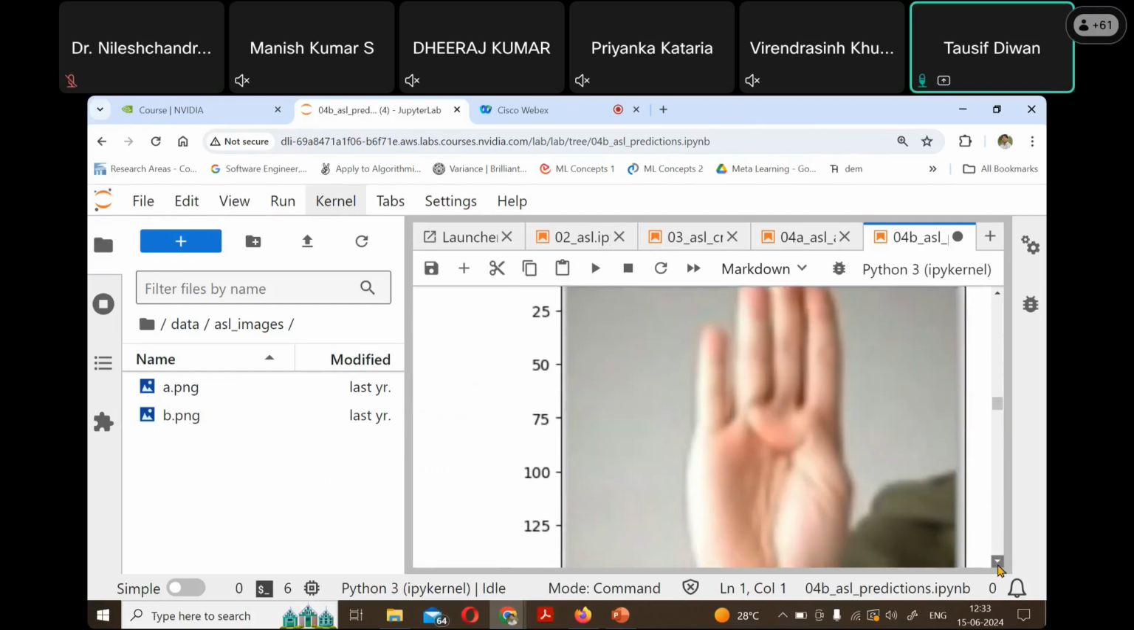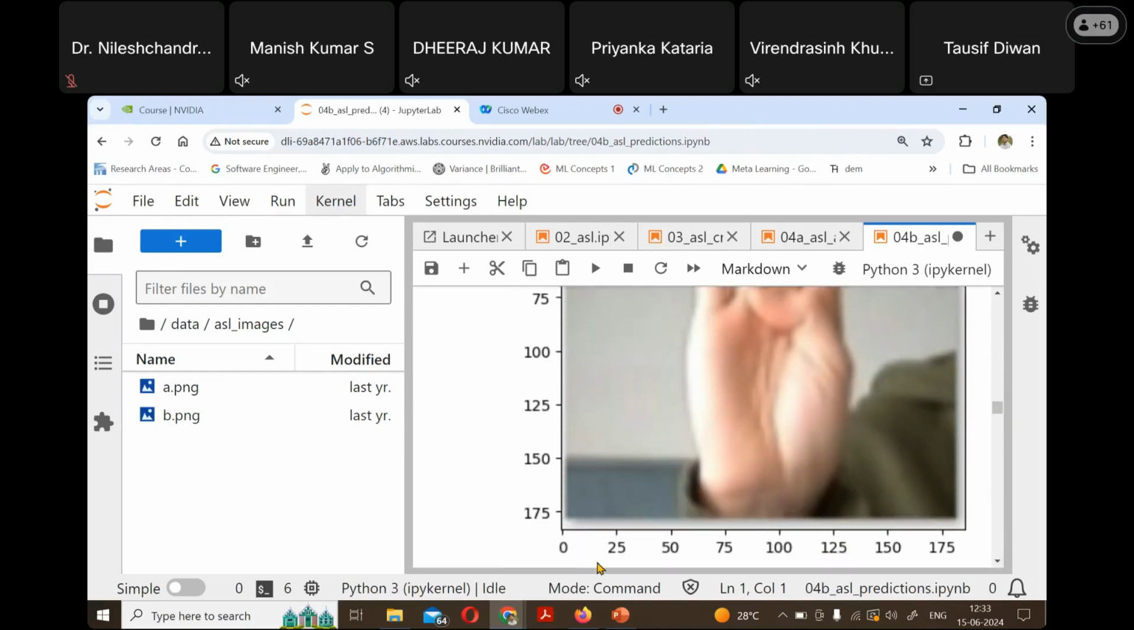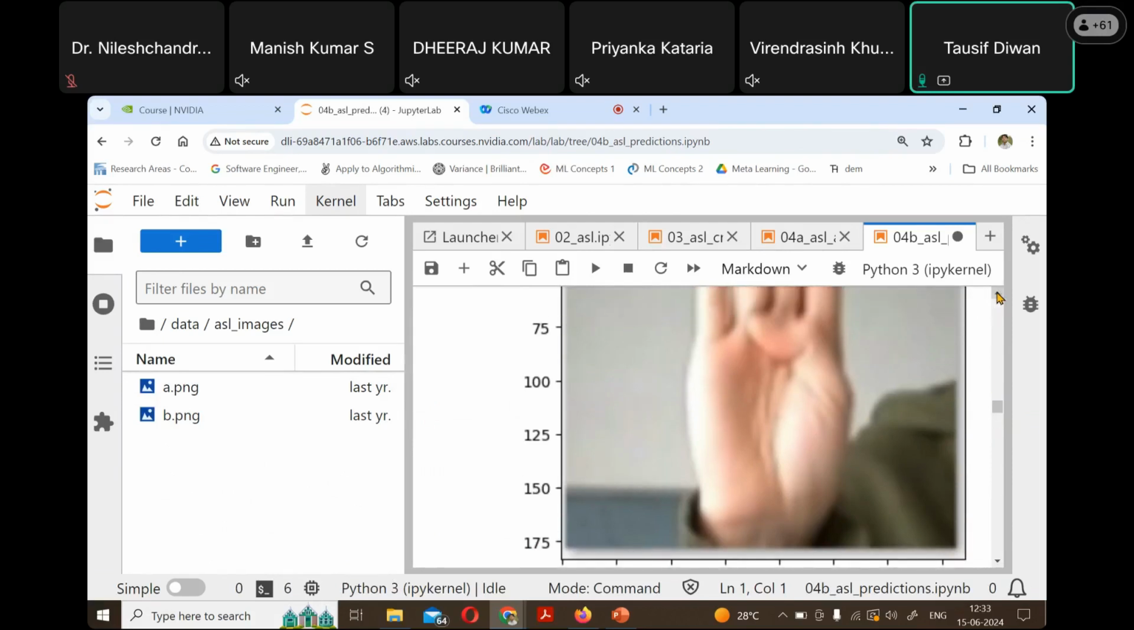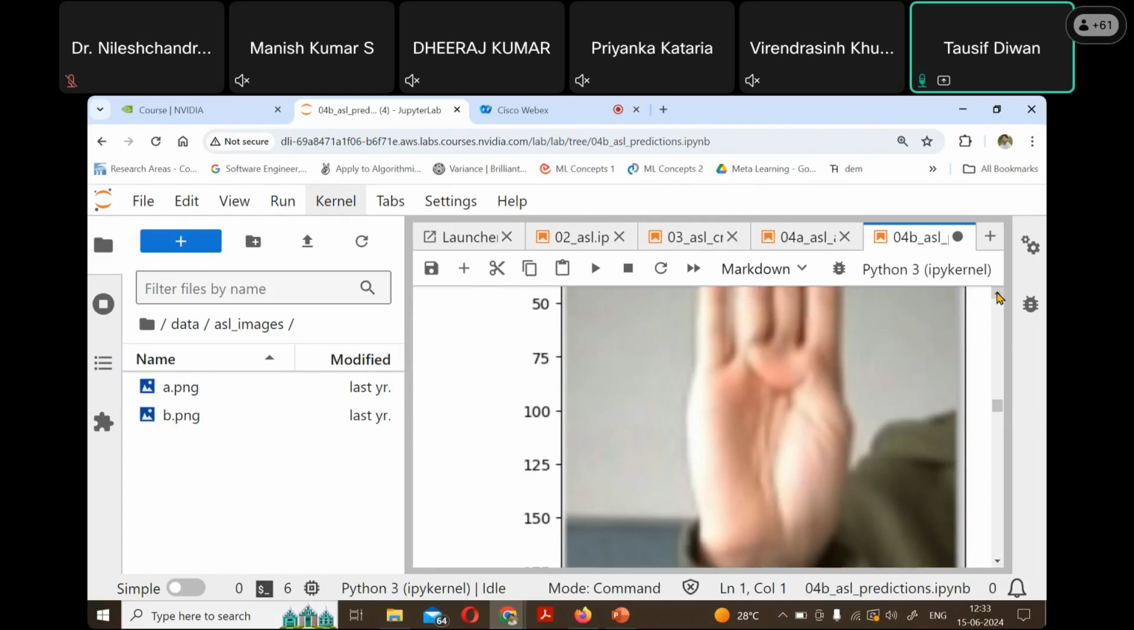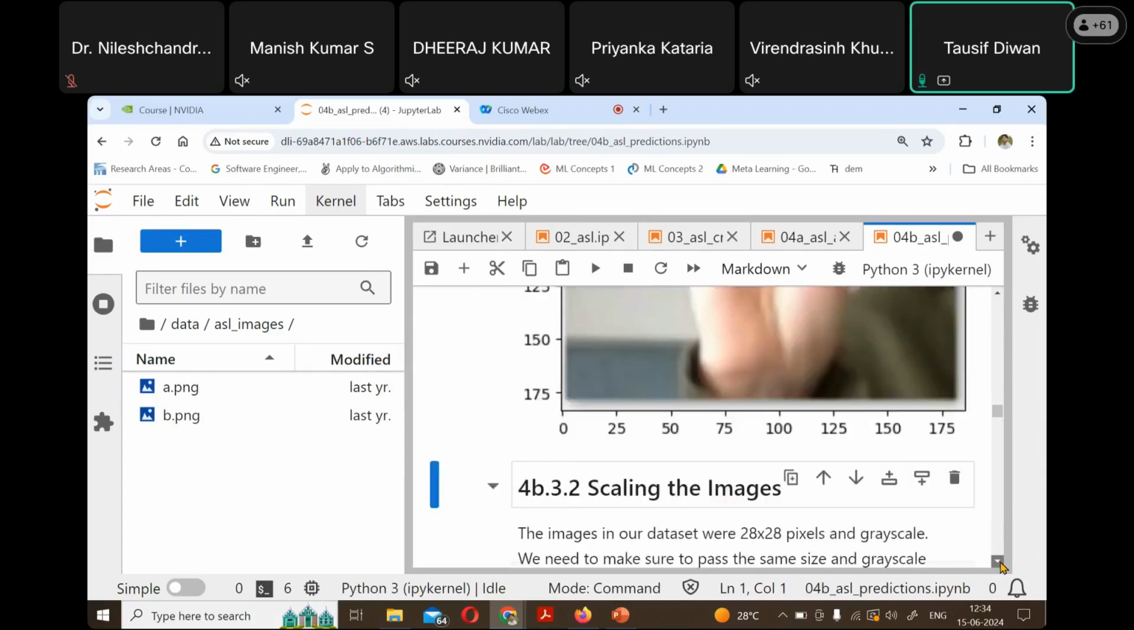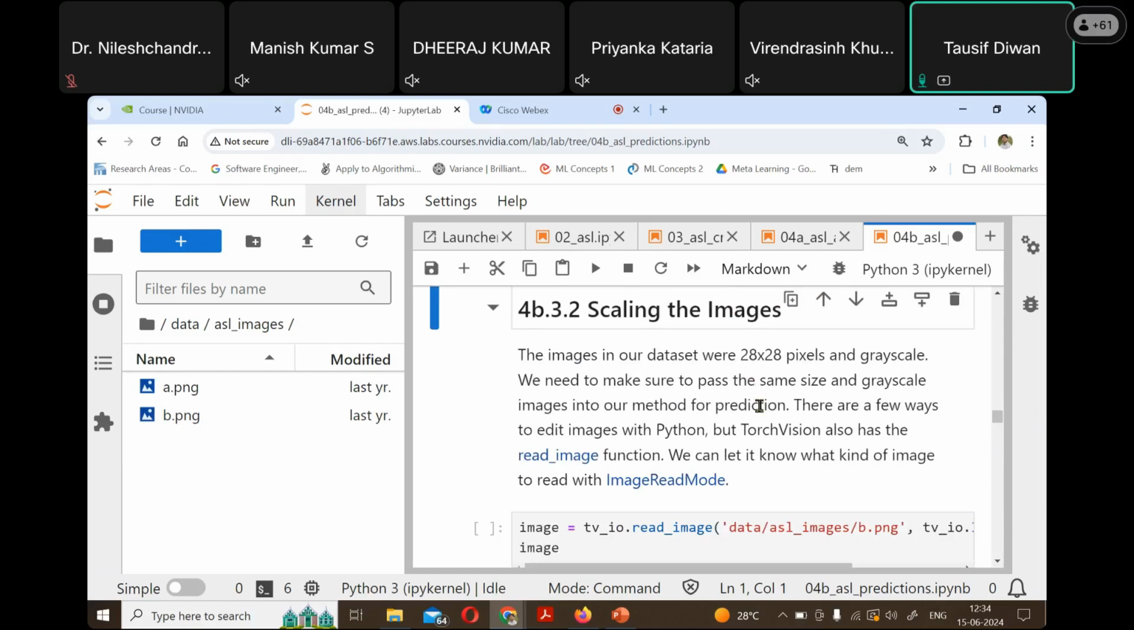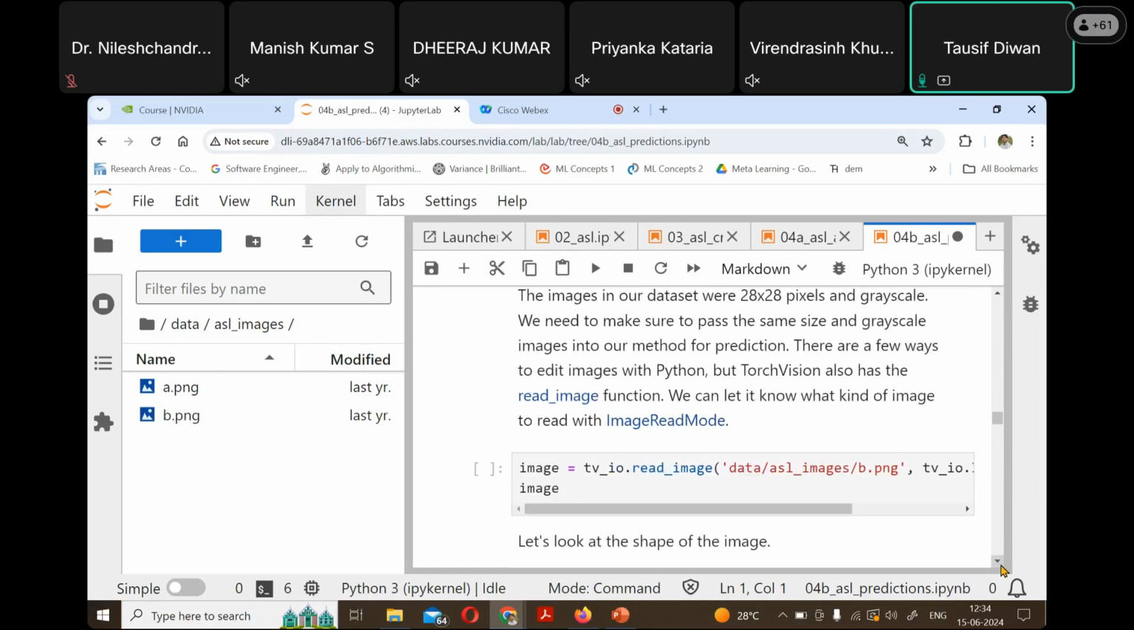Let's look at this image. What is the shape? The shape is something random, like 180 by 180. But our model does not understand 180 by 180. Moreover, it's a colored input. Our model takes 28 by 28 grayscale images. Now, scaling the image, we need to first scale the image, and only then will we provide this image for the prediction.